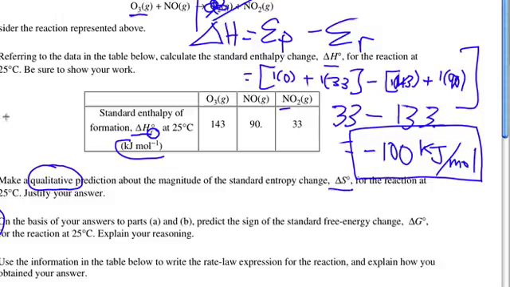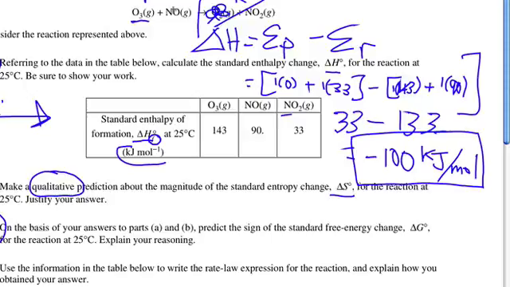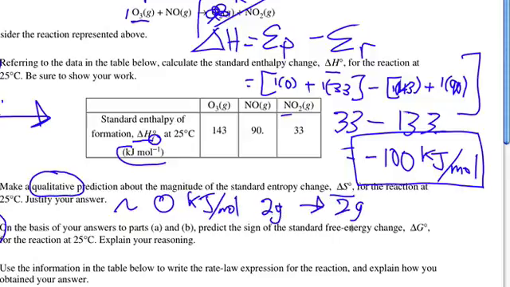Make a qualitative observation about delta S. It's got to be qualitative because notice there is no delta S data in this chart. So I look up at this reaction and I have basically two gases going to two gases. So I'm going to say delta S is around 0 kilojoules per mole. It's got two gases going to two gases. It doesn't get messier or cleaner.